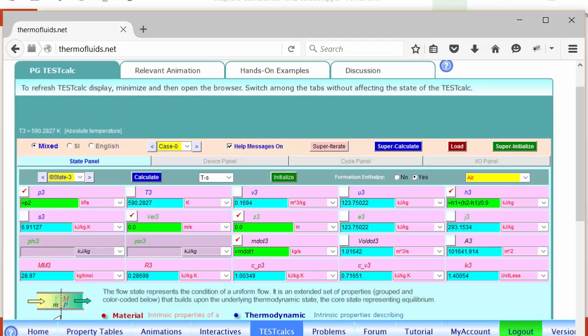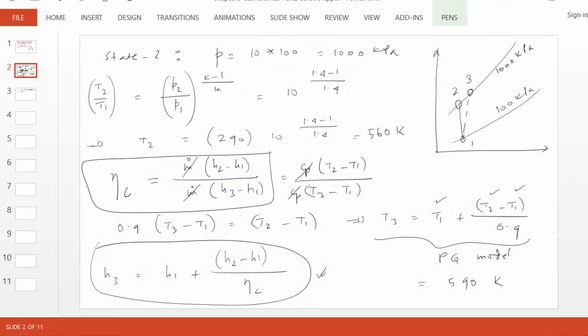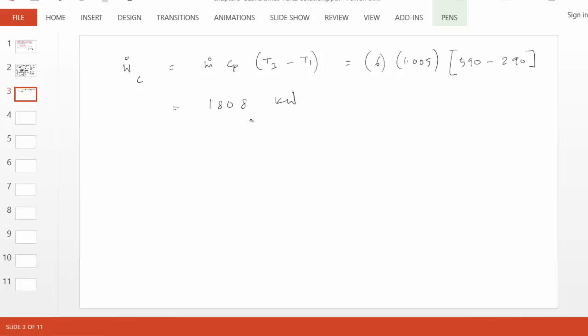Okay, to calculate the compressor power, we go to the device panel. State 1 is the compressor inlet and state 3 is the actual compressor exit. State 2, remember, is only for the isentropic compressor, which doesn't exist, which is just a benchmark to compare with. Okay, so enter adiabatic condition, Q dot equals 0, and we calculate the compressor power to be 1807, which is what we calculated, approximately the same number here. Okay, let's keep on moving.